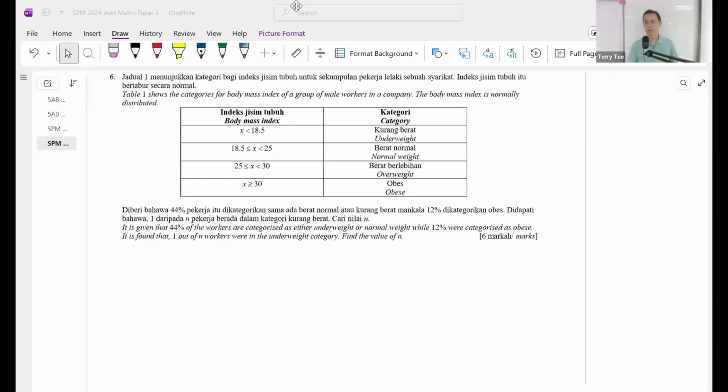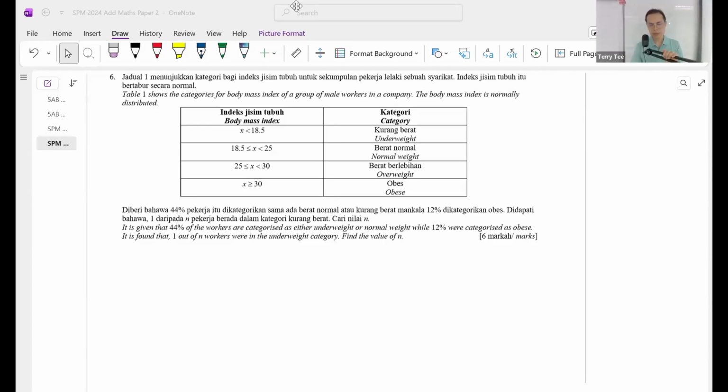Okay, the next question is from Form 5, Chapter 5, Probability Distribution. The table shows the category of body mass index for a group of male workers in a company. The body mass is normally distributed. 44% of the workers are categorized as either underweight or normal weight, while 12% are categorized as obese, right? It is found that 1 out of n workers were underweight.